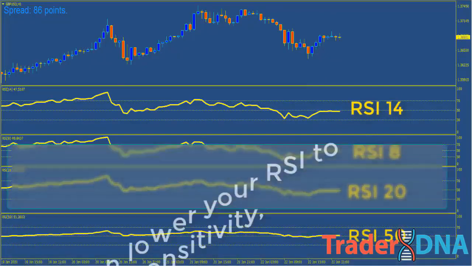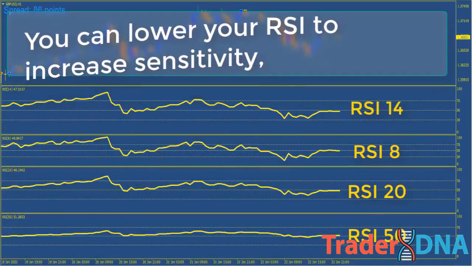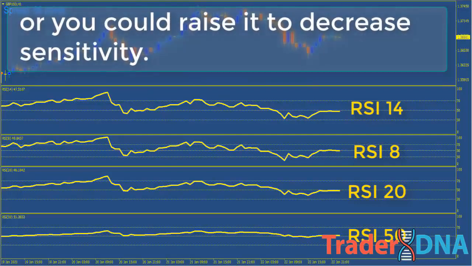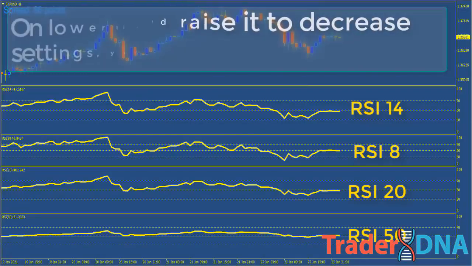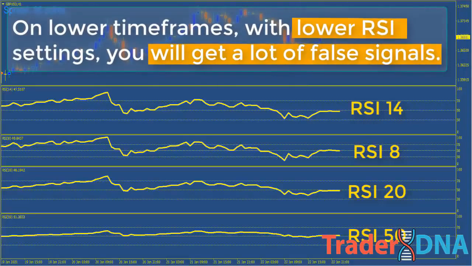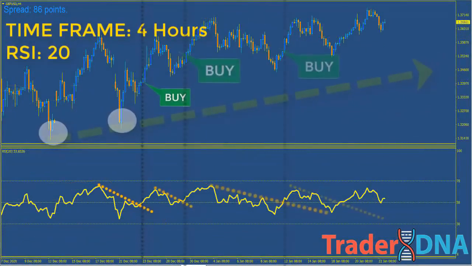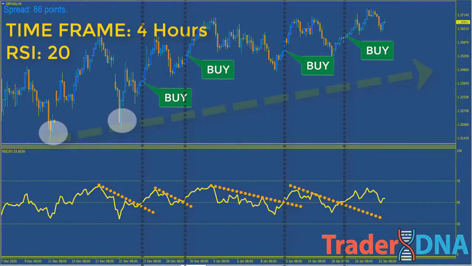Depending on your trading style, you can lower your RSI period to increase sensitivity, or you could raise it to decrease sensitivity. Keep in mind that on lower timeframes, with lower RSI settings, you will get a lot of false signals because the indicator will have increased sensitivity. So, maybe it's better to increase the value of the RSI if you want to backtest this technique on smaller timeframes. If you want a smoother analysis with less noise, go on higher timeframes.